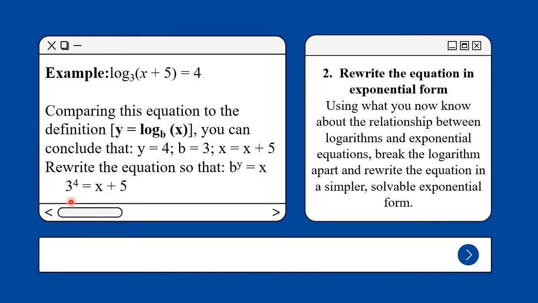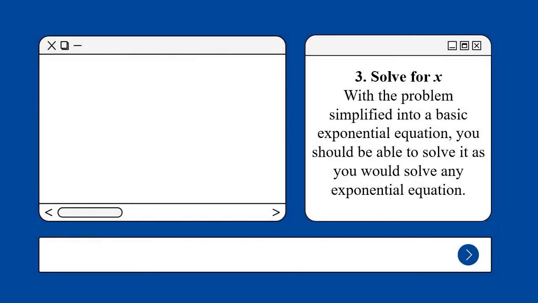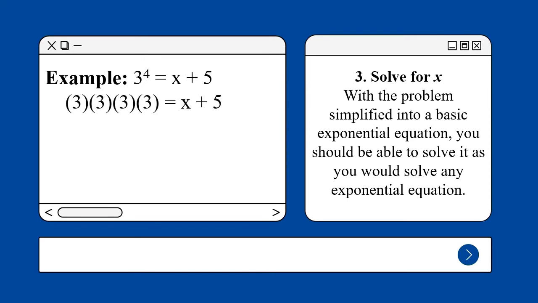And for the third step, since we already rewrote that one in exponential form, we can now solve for x. 3 raised to 4 is equal to x plus 5. We all know that 3 raised to 4 is equal to 3 times 3 times 3 times 3, which is equal to x plus 5. Solving that, 3 times 3 is 9, times 3 is 27, times 3 is 81. So we'll get 81 is equal to x plus 5.